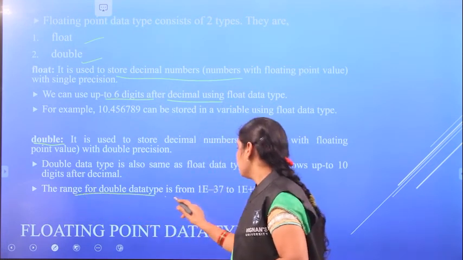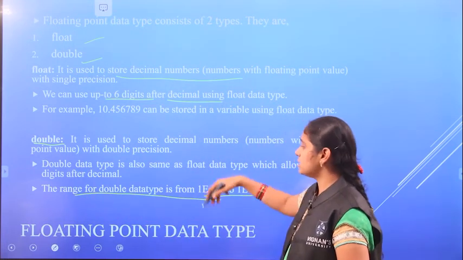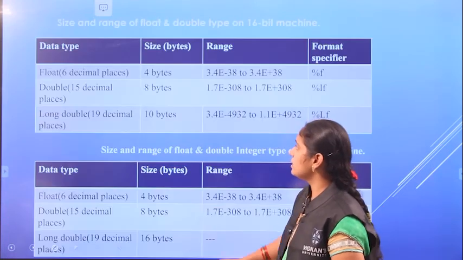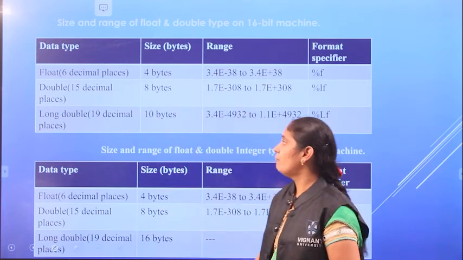So the range of the decimal is this. We will see the sizes and the range of each one in the coming slide. Now see, coming to the float.